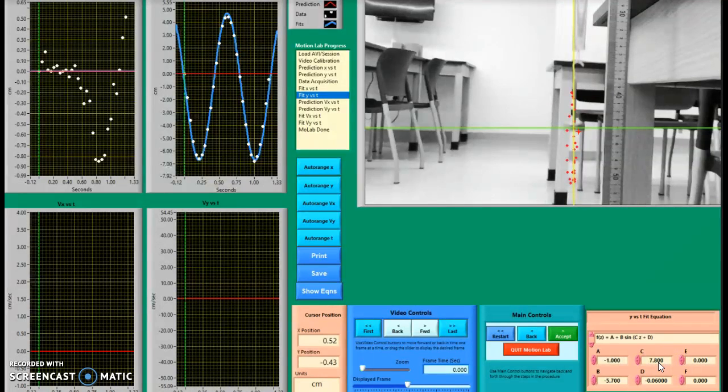Basically the take-home message here is that c is the angular frequency that we want to find, and you can do these little tricks to help you fit your graph.